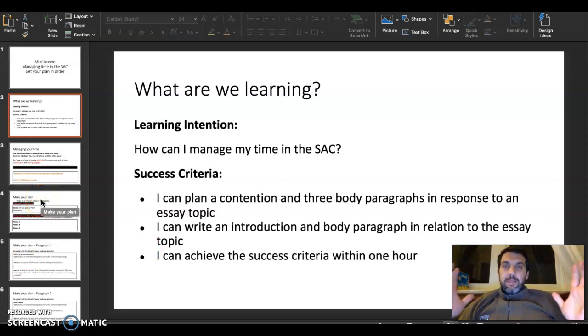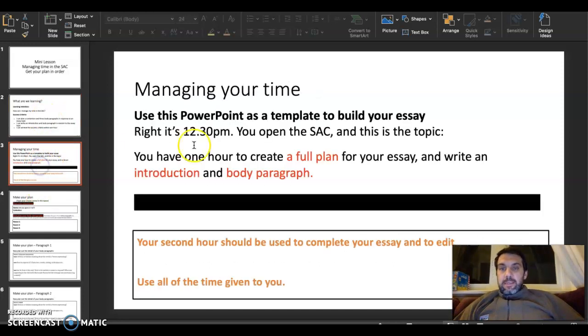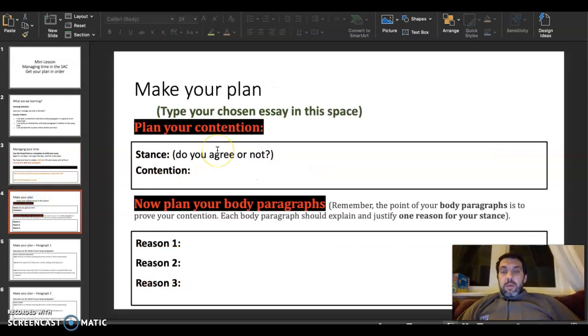So this document is to be used to assist you to plan your essay. Next slide, using PowerPoint as a template to build your essay. It's 12:30, you open the SAC, and this is your topic. You have 1 hour to create a full plan for your essay and write an introductory body paragraph. As I said, the second hour should be used to complete your essay and edit. Use all of the time that you are given. You should be familiar with this, running through it. This is similar to what we've been doing all week.